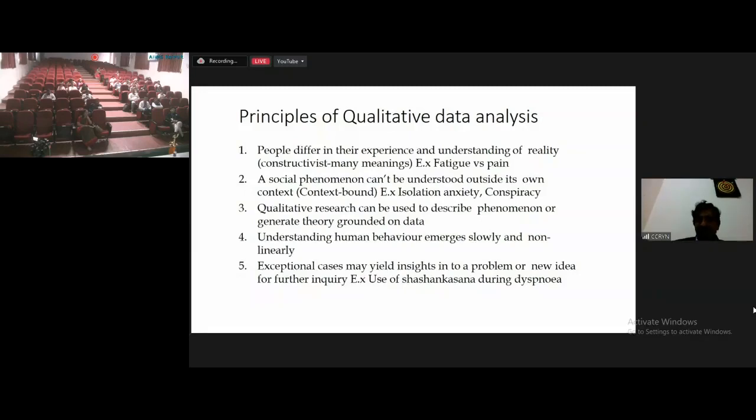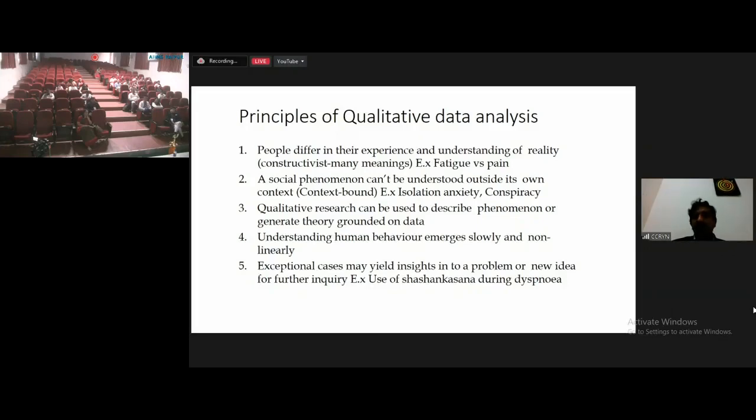One is understanding that people differ in their experience and understanding of reality. Example, fatigue versus pain. When a poor patient is on immunotherapy, he really doesn't know how to discern what is fatigue and what is pain. Sometimes pain is also perceived as fatigue by them. A lot of studies have shown that people perceive pain as also fatigue.